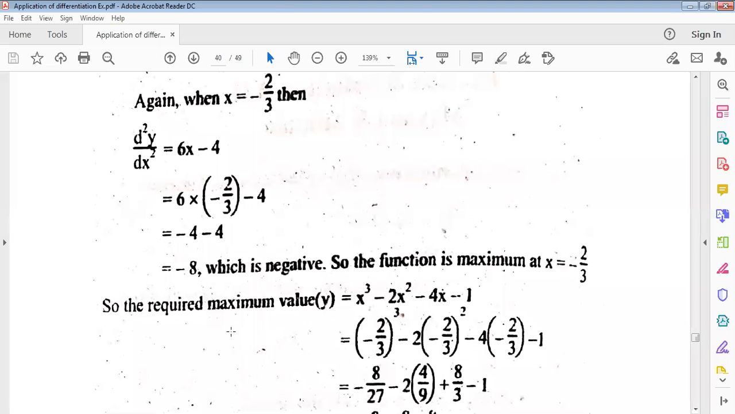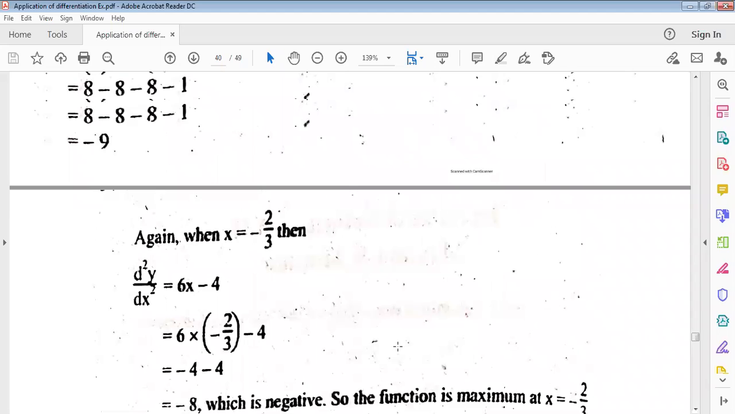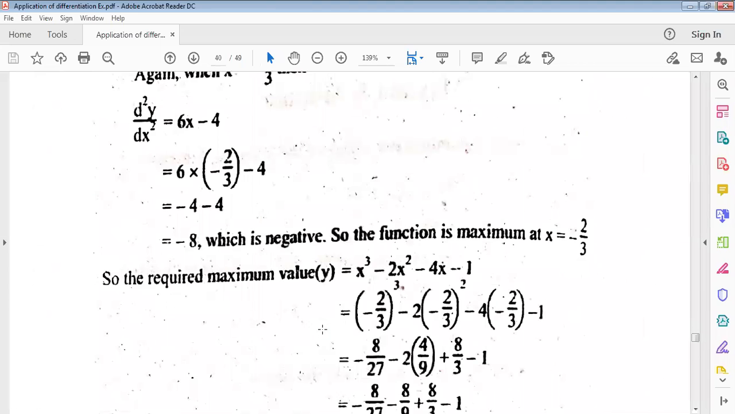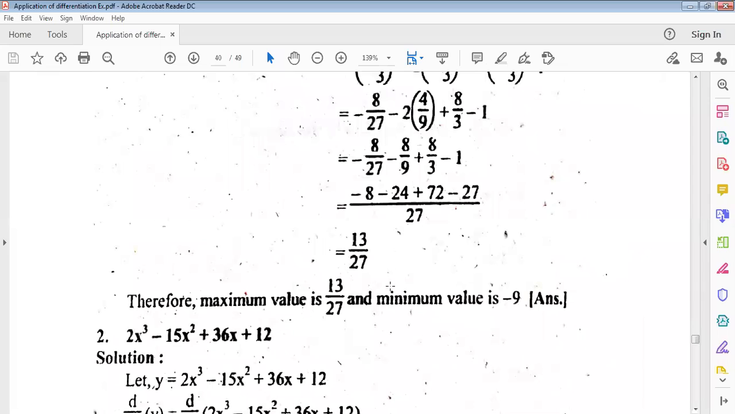So the required maximum value y max will be from the given function. Putting x equals minus 2 by 3 in the given function, we get the maximum value. The maximum value will be 13 by 27. So the maximum value is this, and the minimum value will be minus 9.